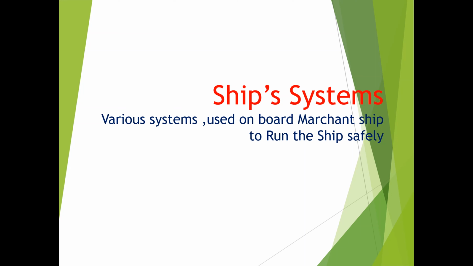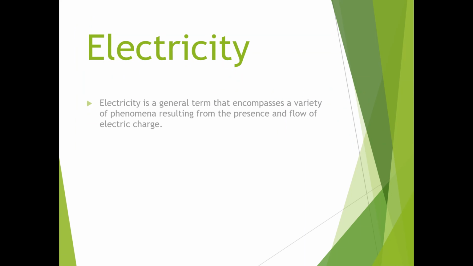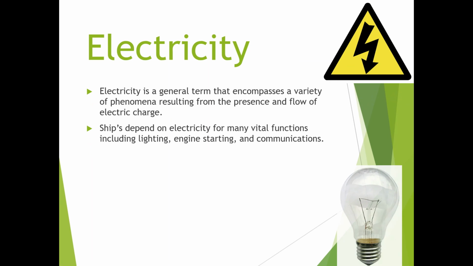Ship's systems. Here we have discussed various systems used on board merchant ships to run the ship safely. Electricity. Electricity is a general term that encompasses a variety of phenomena resulting from the presence and flow of electric charge. Ships depend on electricity for many vital functions, including lighting, engine starting, and communications.